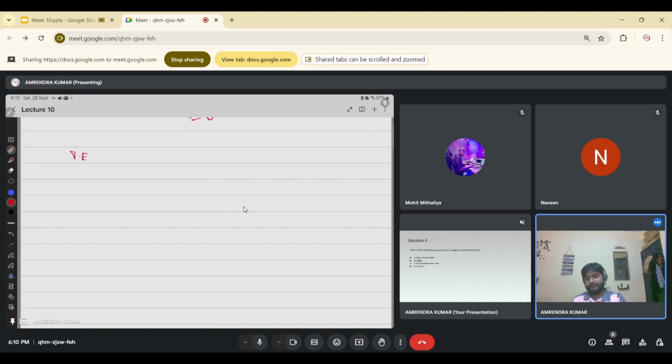So what does it mean by static electric field? Static electric field means that del E over del t is not equal to zero. This is the time dependent electric field. But if you have del E over del t that is zero, then this is the static electric field.